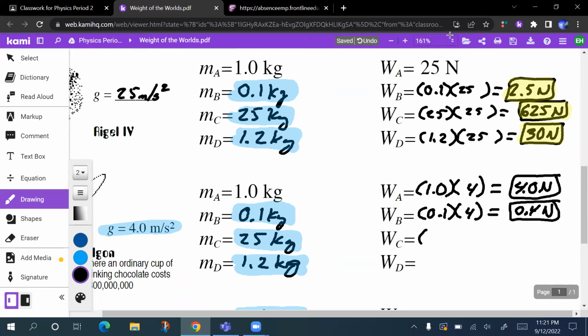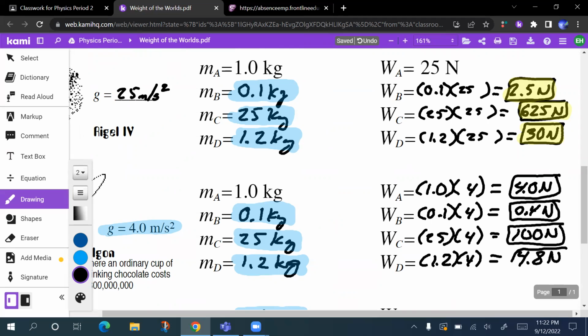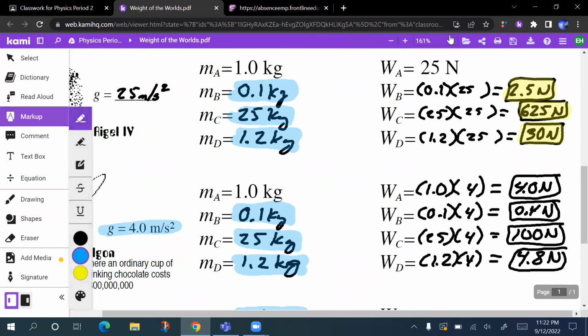Okay, and the next one, for weight C, we're going to go 25 kilograms times 4. Some pretty easy mental math here. That's going to be 100 newtons. And for weight D, we're going to go 1.2 times 4. Well, we know 12 times 4 is 48. That means 1.2 times 4 would be 4.8. Okay, and those are our weight calculations for A, B, C, and D on Algon or Aljon, however this is pronounced.